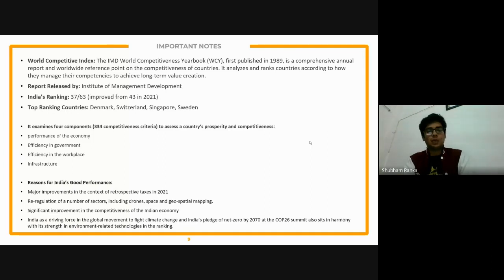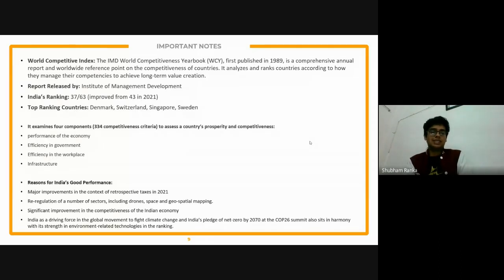We rank fairly well in the top 50th percentile, that is the 37th rank out of 63. And third is the 4 metrics we use, that is how the performance of the economy is, how efficient is the government, how efficient is the particular workplace, and what is the infrastructure of that particular country. So knowing this is also enough for you.